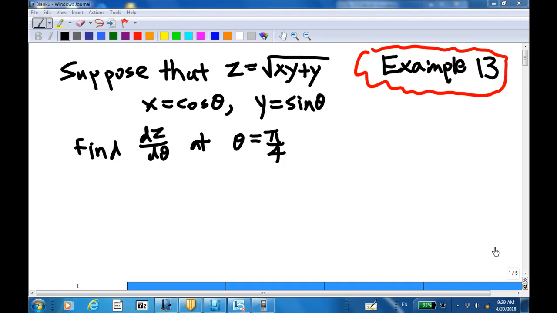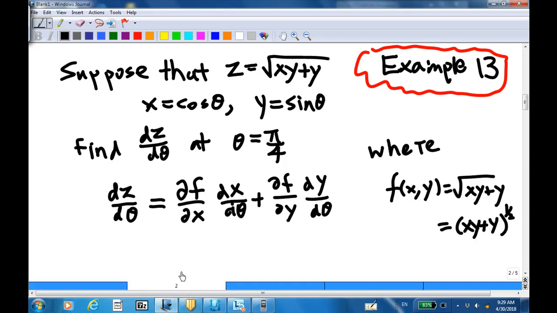First of all, we know that z eventually is a function of one variable theta. Therefore, we can find dz/d theta. Now, z is also a function of two variables x and y, so partial differentiation is involved. We can use the chain rule. The chain rule says that dz/d theta equals the partial derivative of f with respect to x times dx/d theta, plus the partial derivative of f with respect to y times dy/d theta, because x and y depend on only one variable theta.